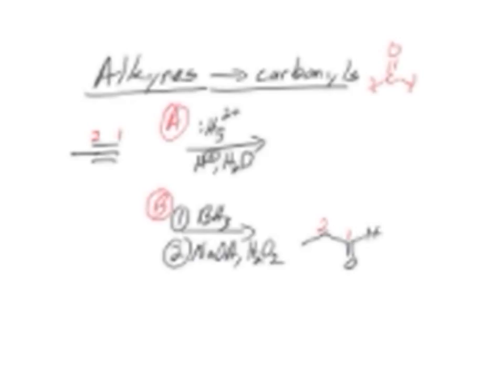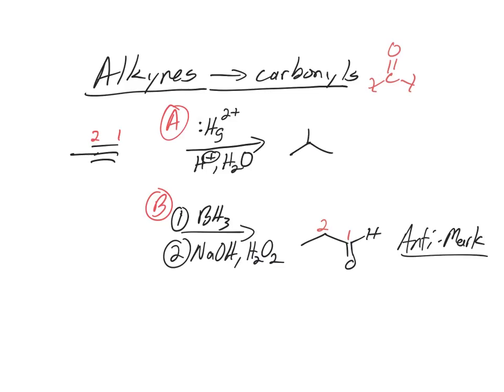Just like before, you would call this an anti-Markovnikov product, like alkenes. The stuff ends up on the less substituted carbon. BH3 is consistent. Ends up on the less substituted carbon. Mercury always gave you the Markovnikov product. In this case, what's the product going to be? A ketone.